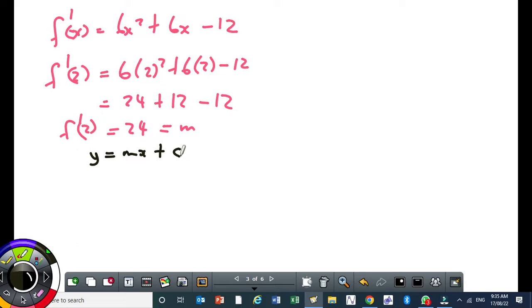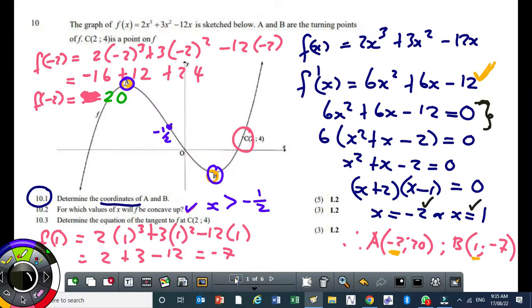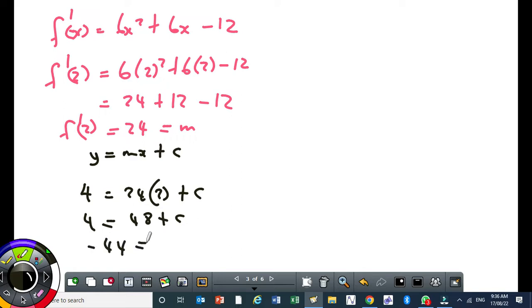So if I want to find the equation, I'll just use this equation here. Where there is y here, I'm going to put the value of y at point C, which is the 4. So I'll put 4. Then where there is m there, I'll put 24. Where there is c, I'll put 2. If I simplify this, I'll get 48 plus c. Take the 48 to the left, I'll get minus 44 is c.